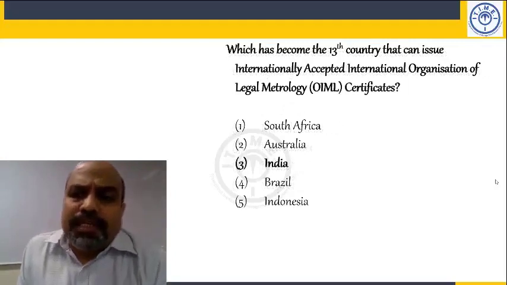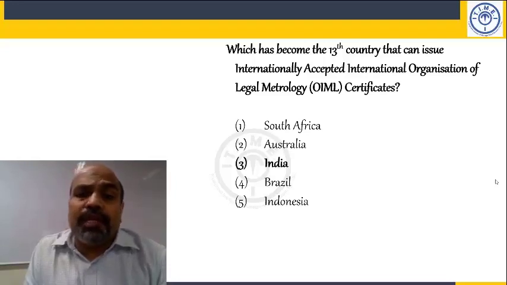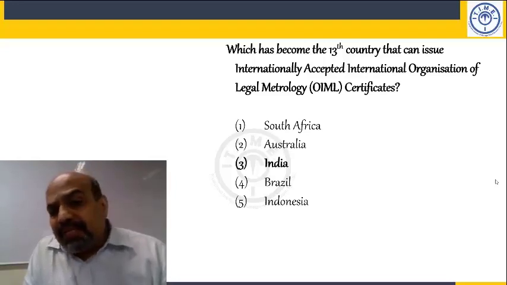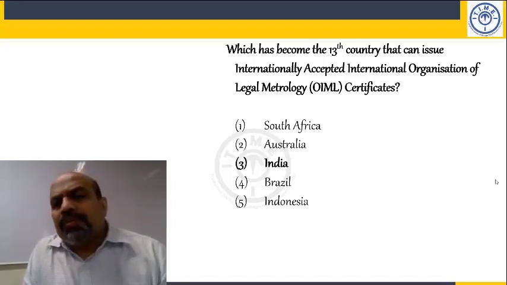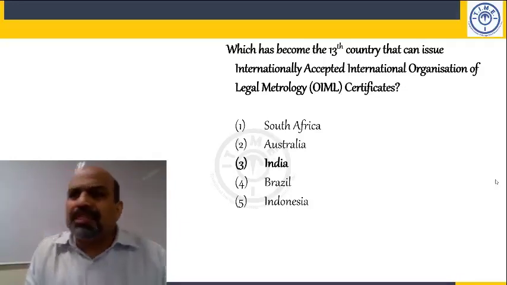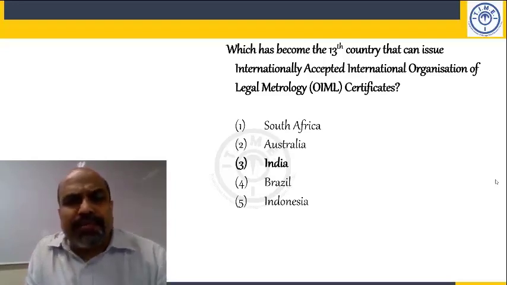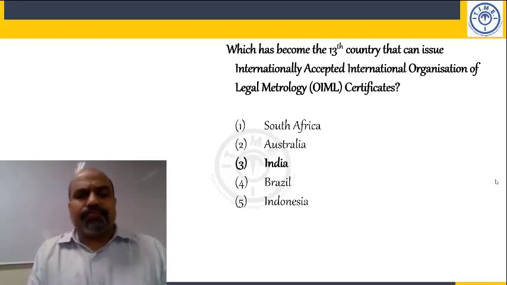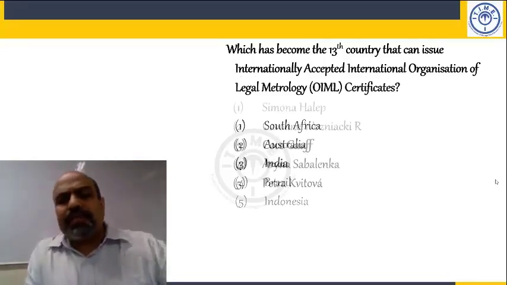Which country has become the 13th country that can issue internationally accepted International Organization of Legal Metrology certificates? India. What is OIML? You could write this. This is a French short form, my friends. Head office, Paris. That's it. It doesn't have a CEO. It's a $2 million budget. Not much actually. Head office, Paris. Founded 1955.